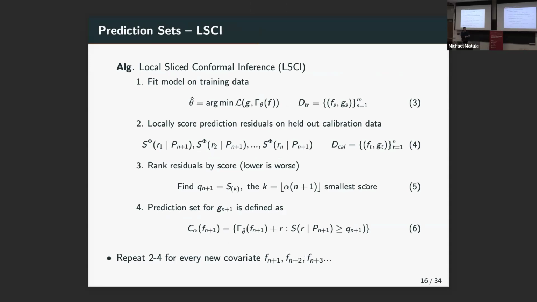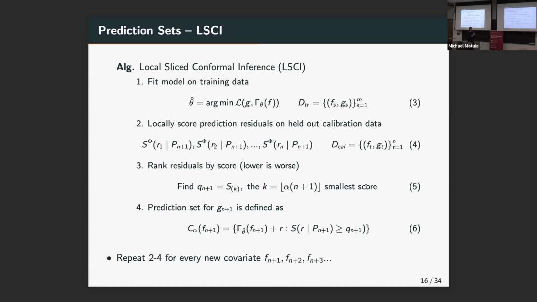Okay, so then our procedure actually reduces down to essentially the same thing that we ordinarily would do for conformal inference. We're going to fit our model on the training data. We're then going to apply our new scoring rule to locally score the calibration residuals, conditional on our estimate of the test distribution. Then we're going to rank our scores. And in this case, there's one slight caveat, which is that the depth values are ordered opposite of how we normally would a scoring rule. So in this case, lower is worse.